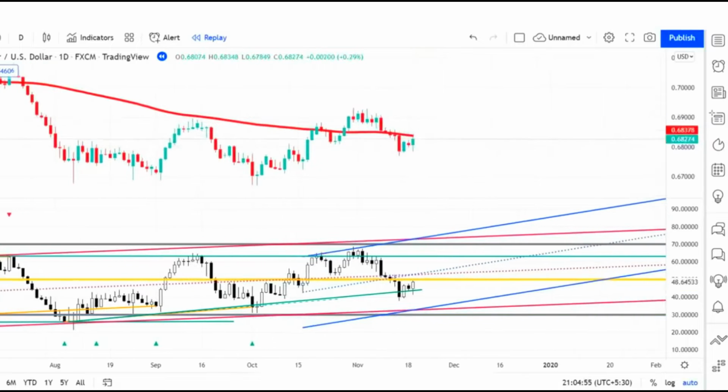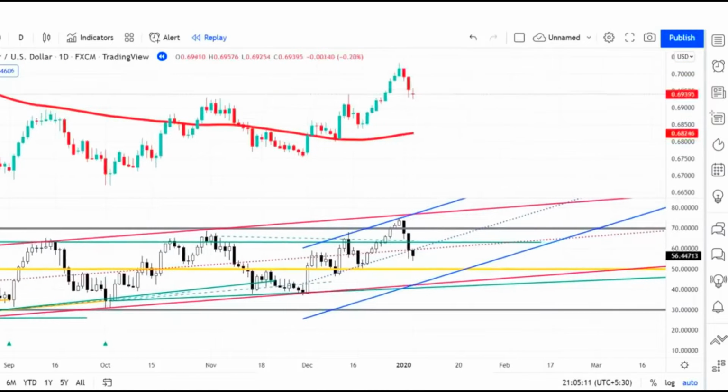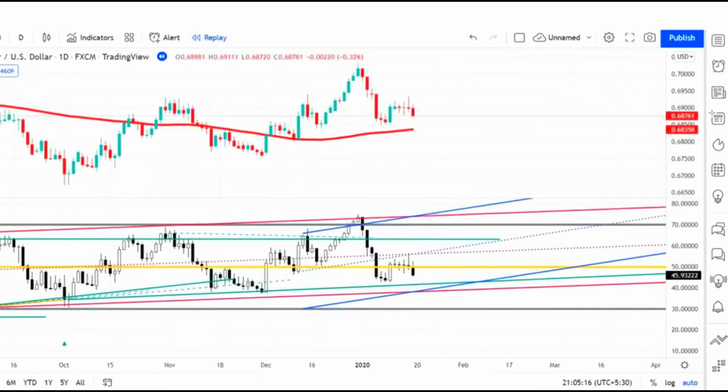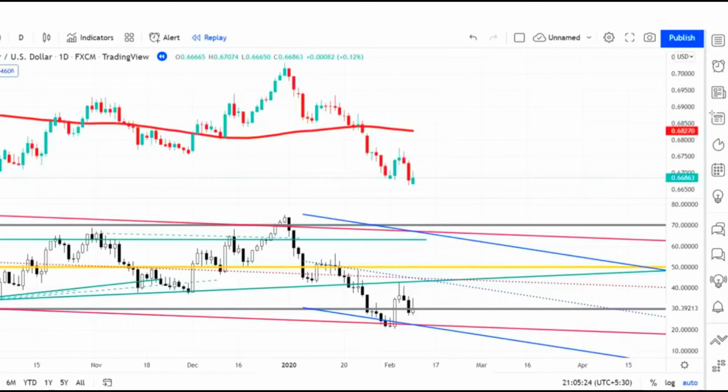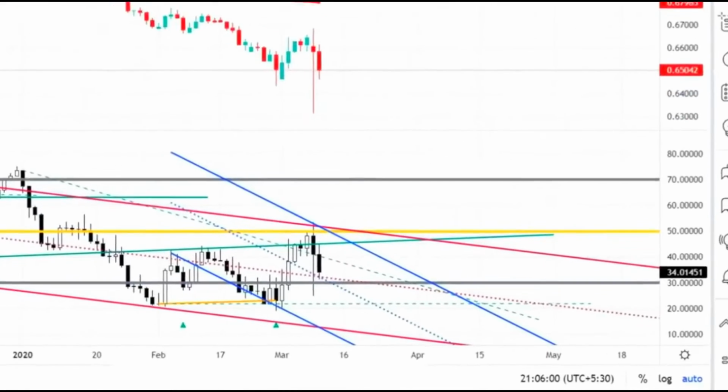I can give 100% guarantee that your account will be profitable after using this indicator, which I have brought for you today. And you will not find this indicator anywhere in the whole Google, which I'm going to share with you today. Let's start the video without wasting any time.